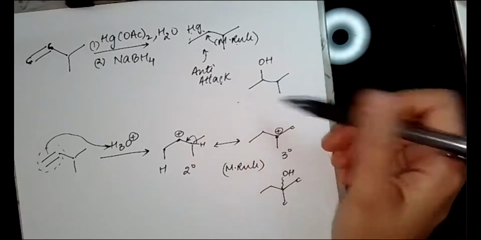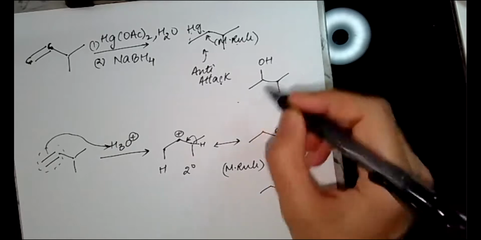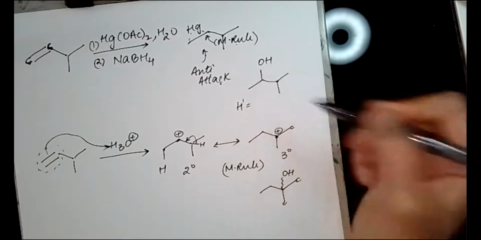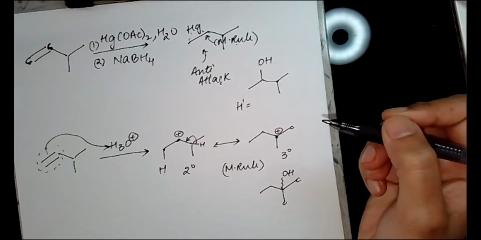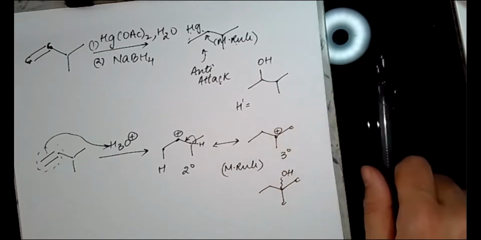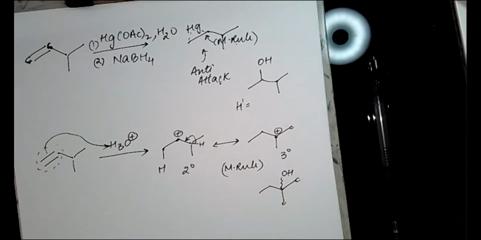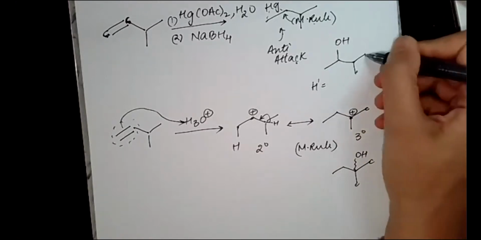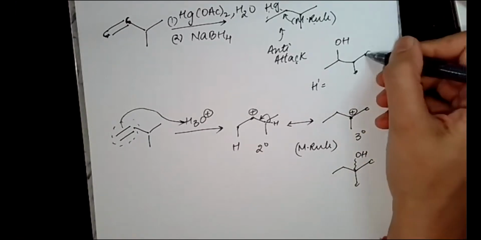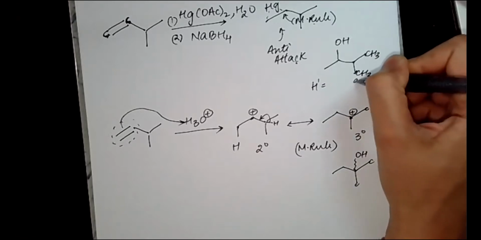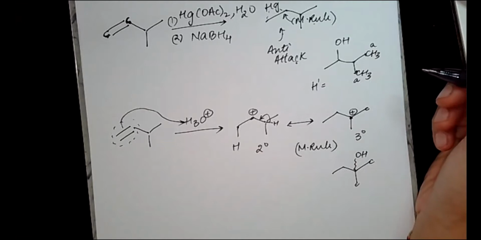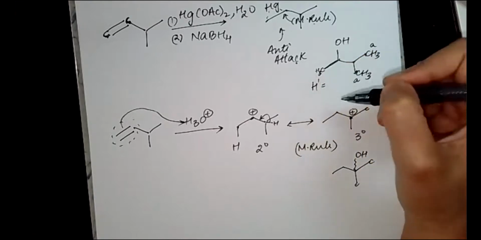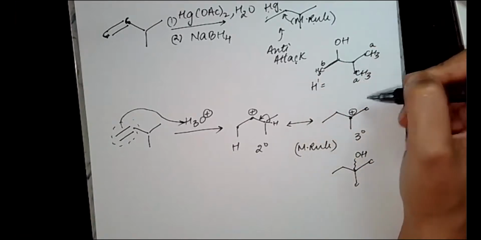But coming back to your question, how many hydrogen NMR peaks will I see in this structure? Can anybody guess? 3. Okay, or actually 4. Both of these CH3s are the same, right? And then this carbon with 3 hydrogens is different from these CH3s.